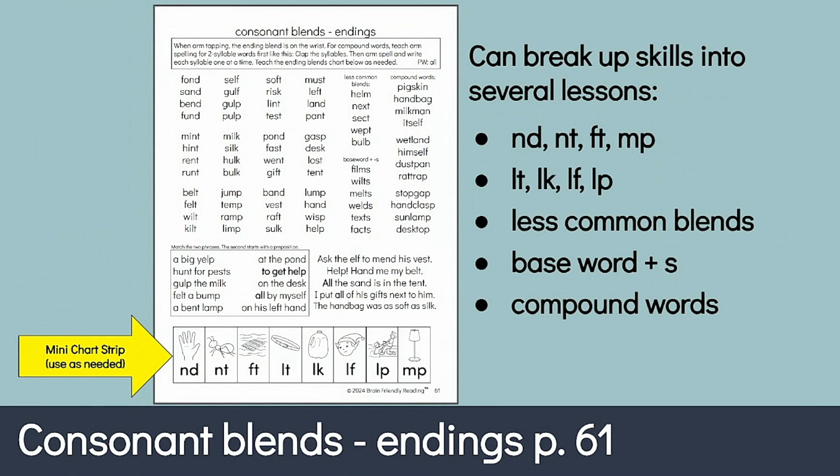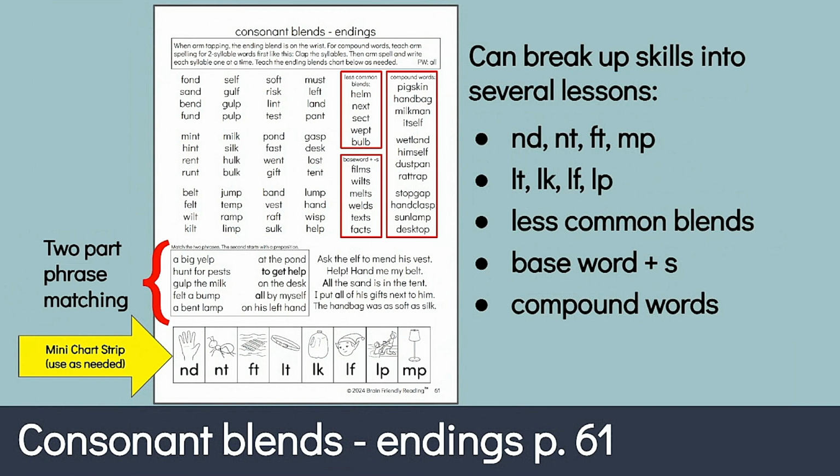and do several lessons. It is important to note that the first 4 columns on the page have words with the most common ending blends as shown in the mini strip. In the 5th column here, you have words with less common ending blends and base words plus suffix S. And the final column is made up of compound words with ending blends. This section here is an activity for phrase and sentence work where children can mark and read the phrases and then match the phrases that go together.